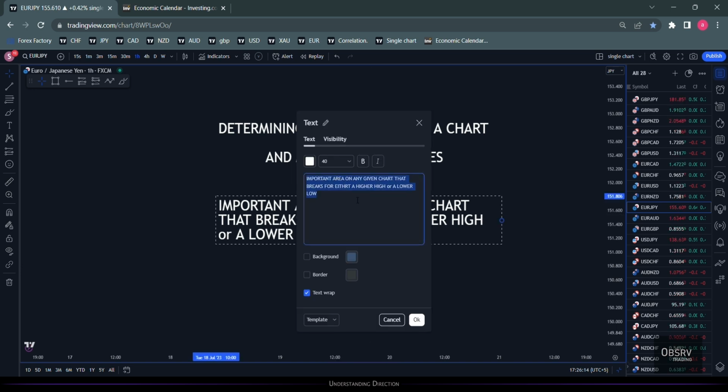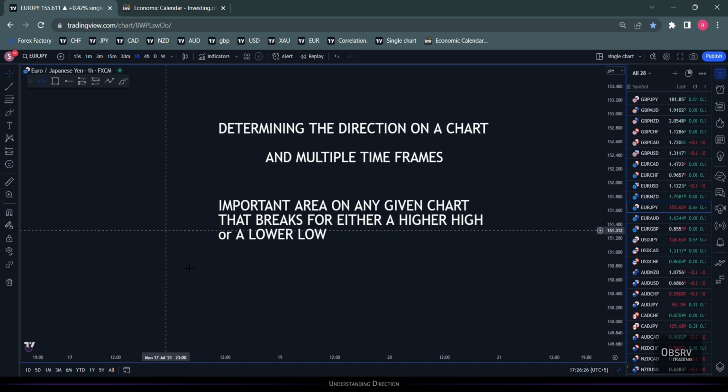Oh, you guys could have told me that the spelling of either was wrong. I'm sorry, you can't. I know. Okay, let me just fix this right here. Okay, an important area on any given chart that breaks for either a higher high or a lower low.